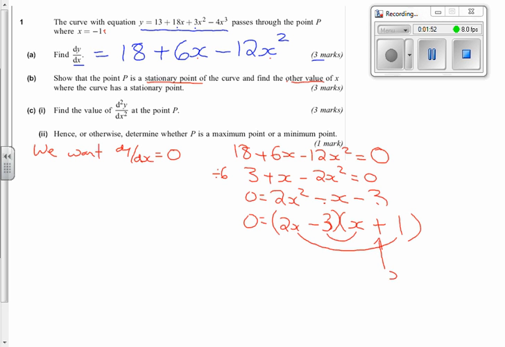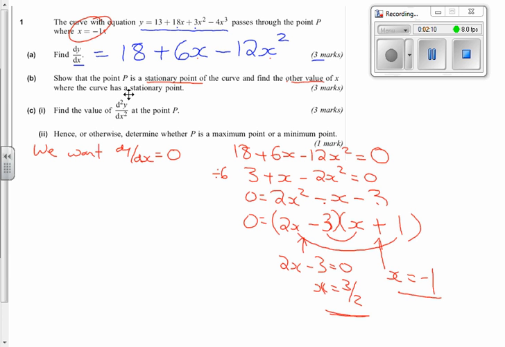So choice 1 is this is 0 when x is minus 1. That's the one we expected from earlier. Choice 2 is this bit equals 0. So add 3 and divide by 2 gives you the other stationary point. X value is x is 3 over 2.